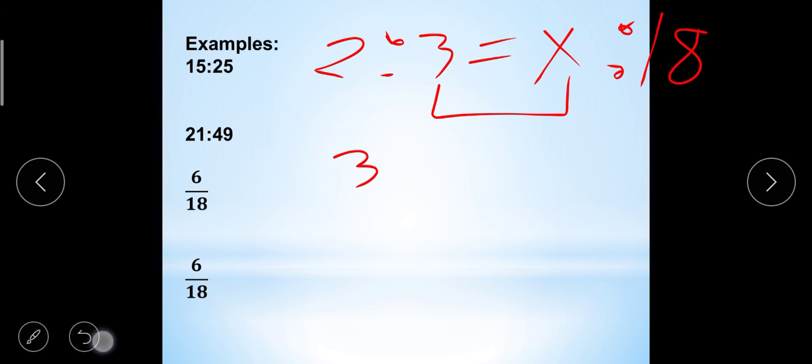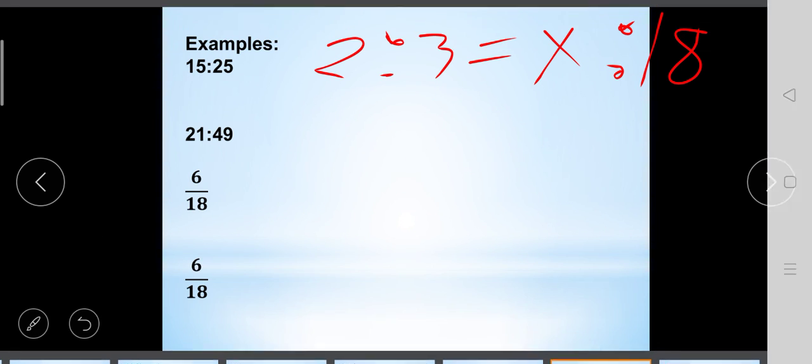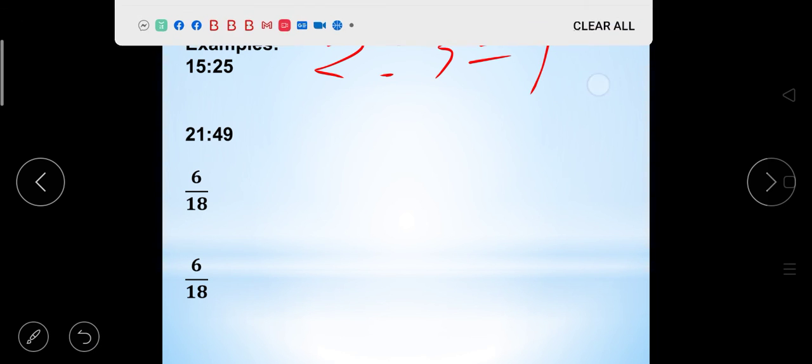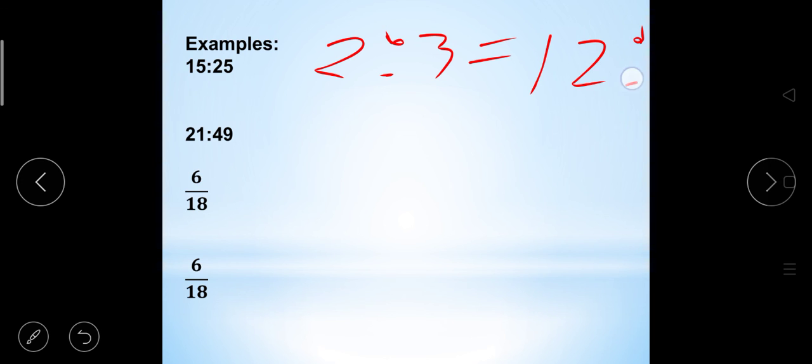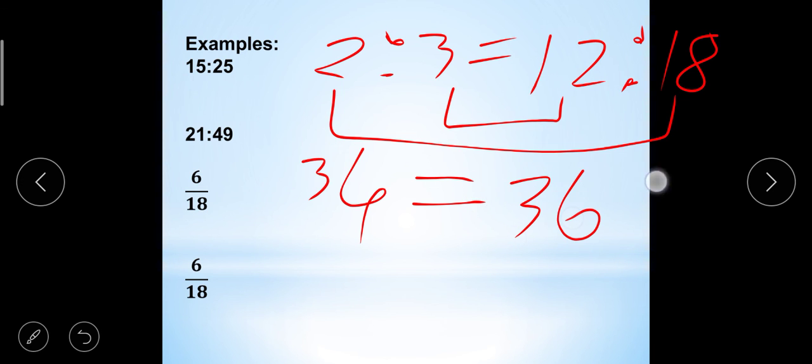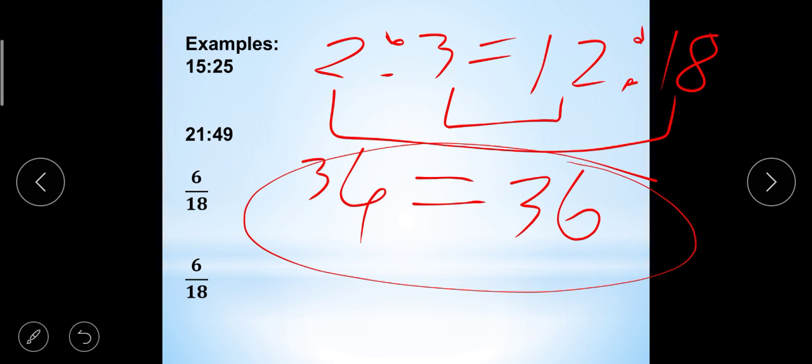Okay, let's see. So, 2 is to 3 and then 12 is to 18. Okay. 3 times 12, we have 36. And then, 2 times 18, we will have 36. So, yun yung ating proportion since nag-equal siya.